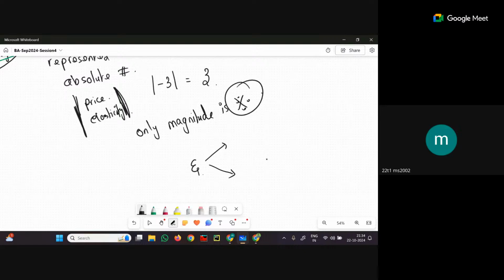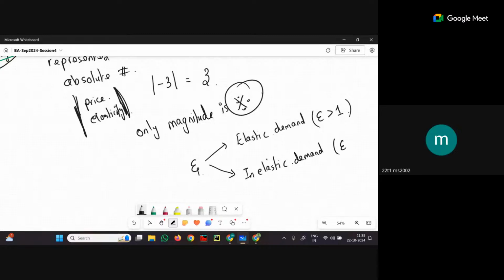Elastic and inelastic. Super. You have the elastic and the inelastic items. So what is the value for items which are elastic? What range do you call an elastic item, elastic demand? When epsilon is greater than 1, we term it as an elastic demand. And when it's less than 1, it's an inelastic demand.